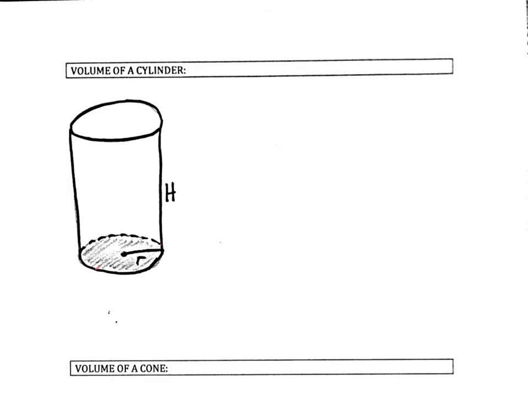Alright, here we go. A cylinder. Go with your same thought process. Fill up the bottom layer first. And what shape is the bottom? If I fill up the bottom, it's a circle. So that's pi times the radius squared.